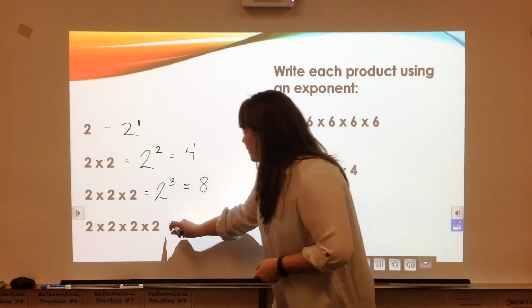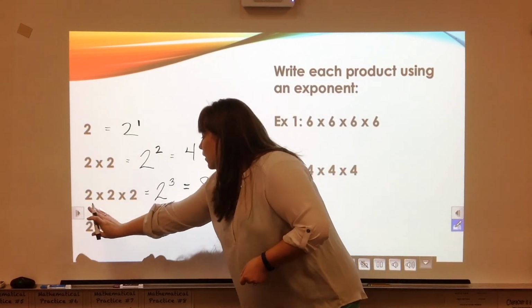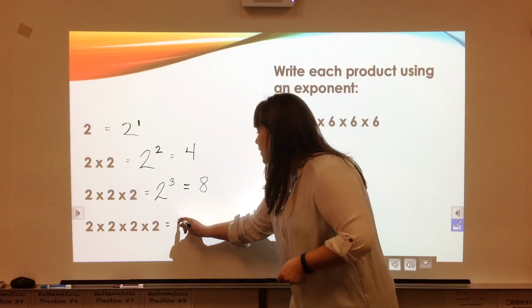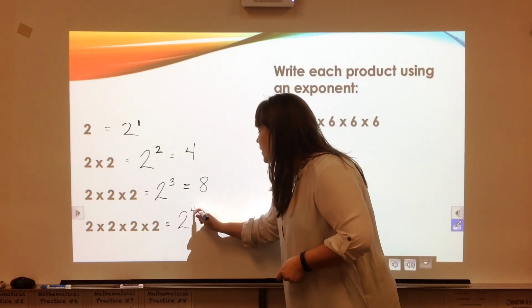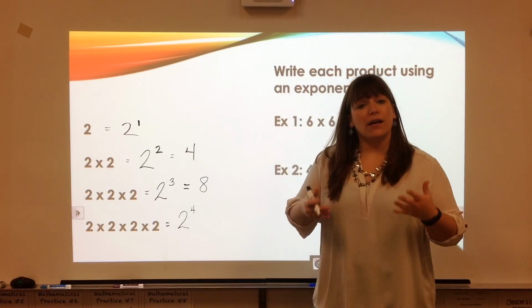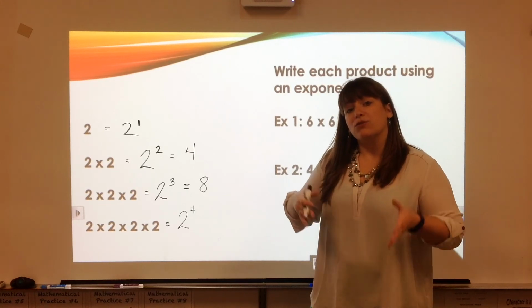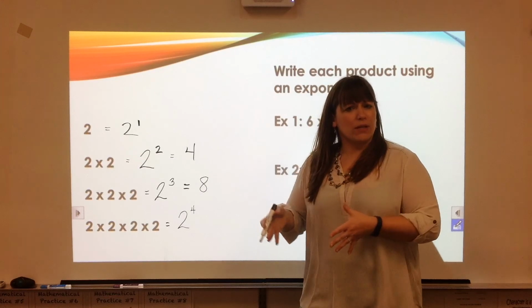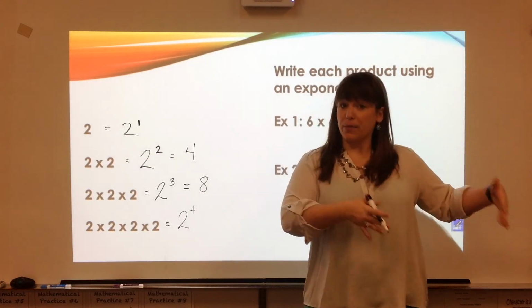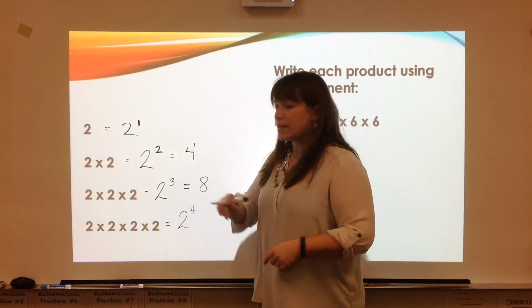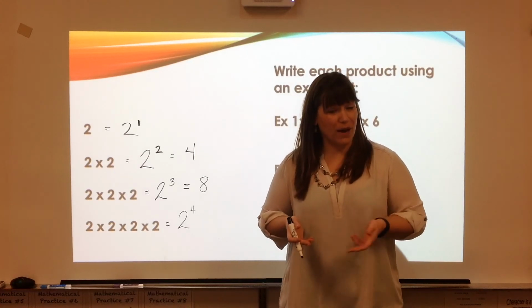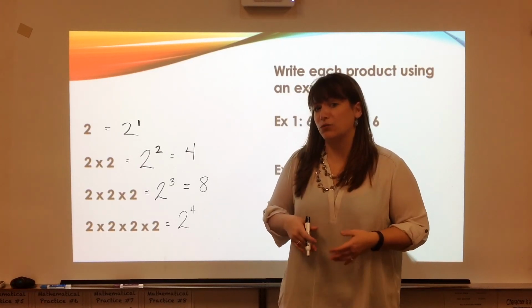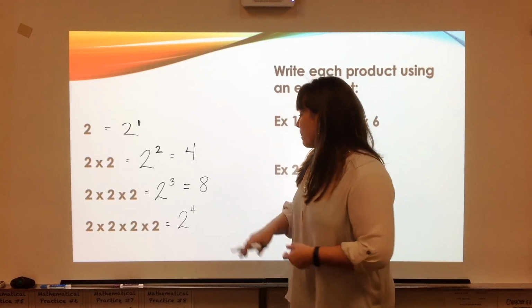The last one I have here is still the base of 2, but there's 4 of them now, so the exponent is 4, and we read it 2 to the 4th power. Going back up here, we would read that 2 to the 3rd power. Remember, this guy is a special one as well with the power of 3. We can also read that 2 cubed.